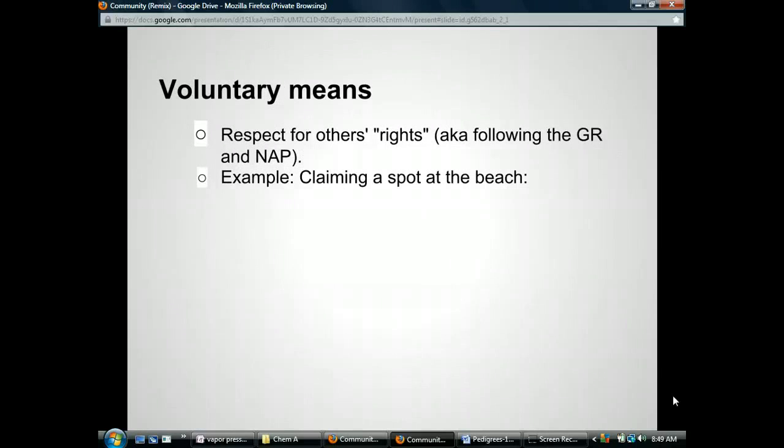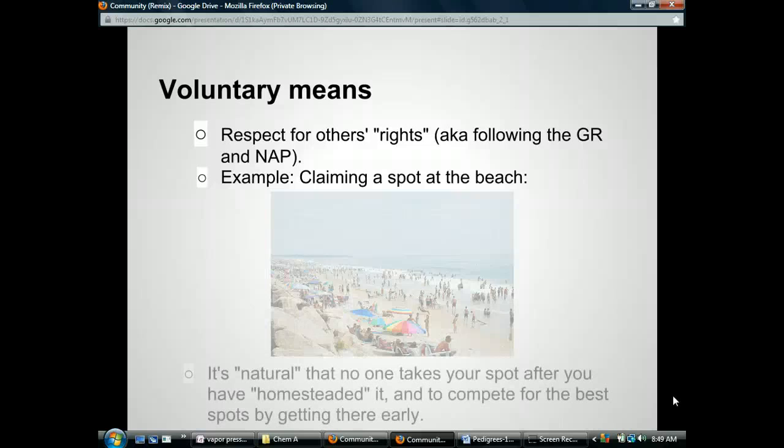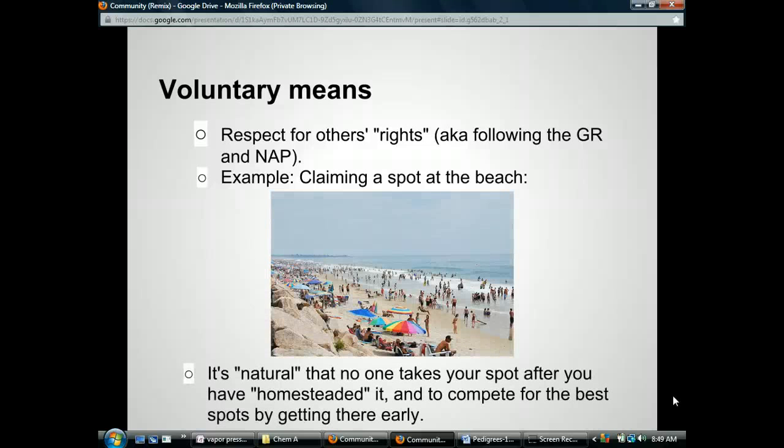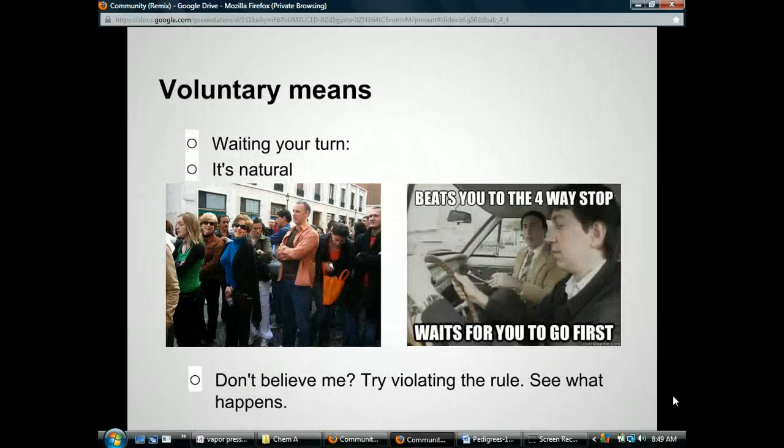Respect for others' rights, following the golden rule and the NAP. Example, claiming a spot at the beach. This is kind of an interesting example that we're all probably familiar with. It's natural that no one takes your spot after you have homesteaded it on the beach. It's also natural to try and get there early so you get a better spot, right? It's about waiting your turn. I mean, these are just simple examples, but they demonstrate what I'm calling this natural law.